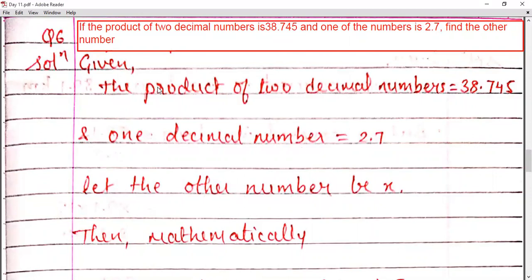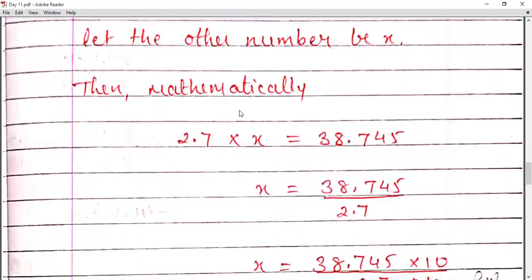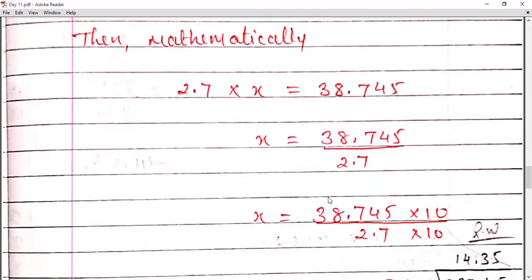Since we have been given the product of two numbers, product means multiplication. The product of two decimal numbers, here one decimal number is 2.7 and another we have taken as x. So if we write this statement, it can be written mathematically as 2.7 multiplied by x is equal to 38.745. Shifting 2.7 to the other side, as it is in multiplication over here, on the other side it will go in the denominator, for division.